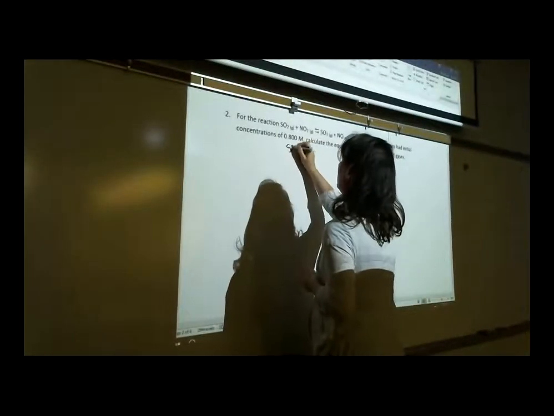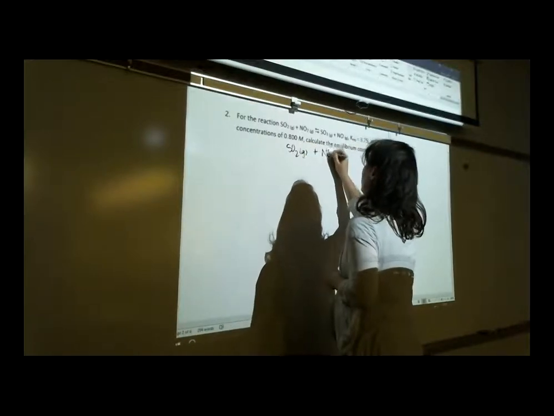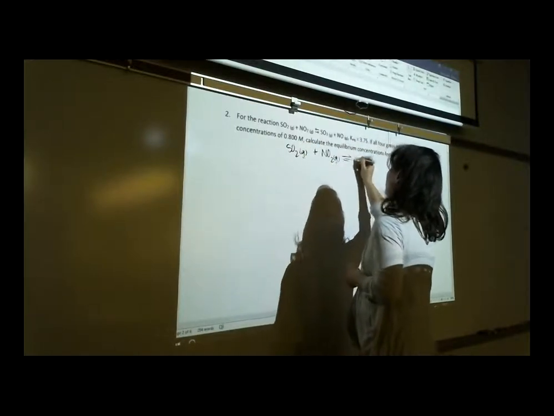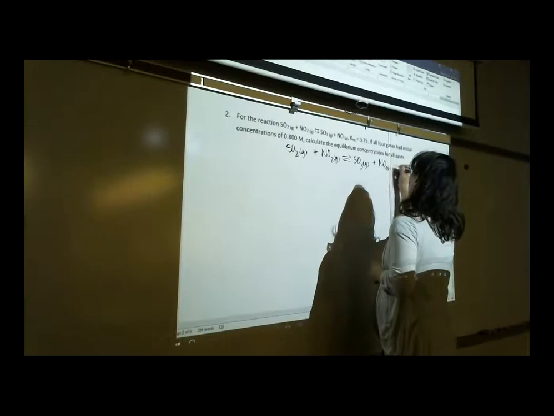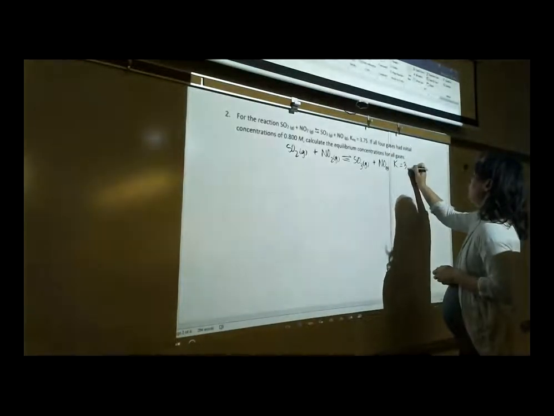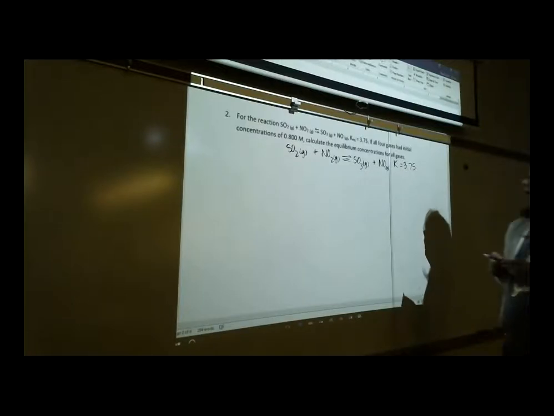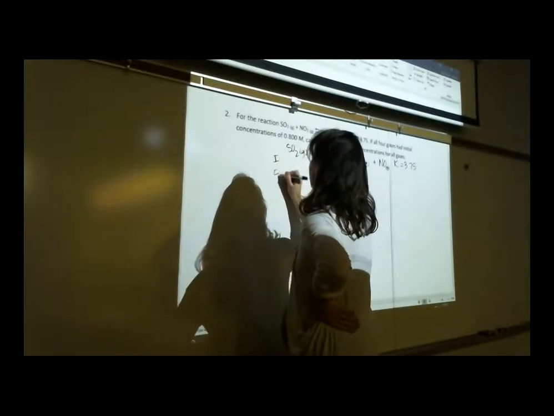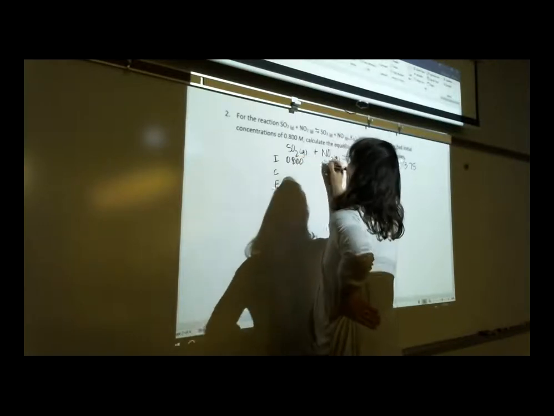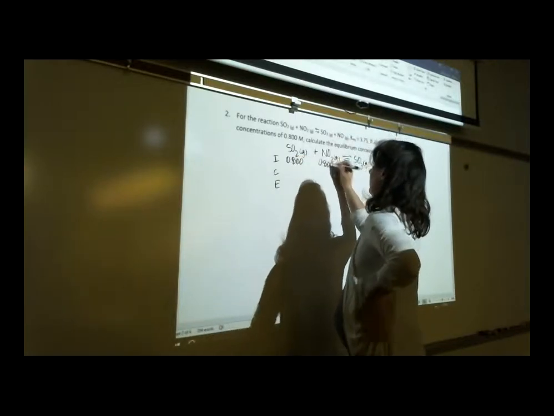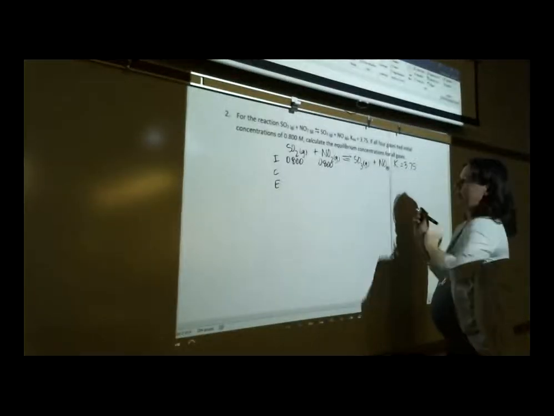Okay, now we've got a second reaction that we're dealing with here. We've got SO2 plus NO2 in equilibrium with SO3 plus NO, and K is told to be 3.75. Okay, all four gases had initial concentrations of 0.8 molar. So I, C, E. Initial concentrations of 0.8 for all four, right? So you begin by putting 0.8 molar, all of the above.